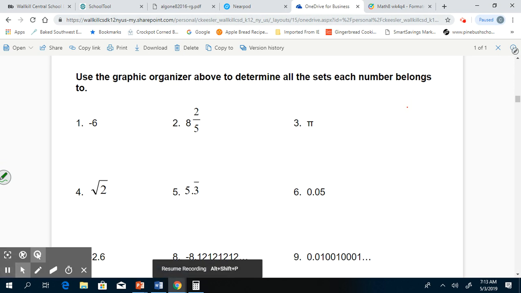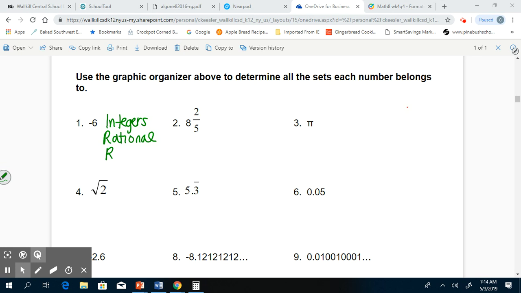All right, so for number 1, we have negative 6. So negative 6 is a negative whole number, so it doesn't belong in the whole number sets. The smallest group it would fall into is integers. And then we follow our graphic organizer up from integers. Integers is in the rational set, so it's also rational. And rational is in the real set, so it's also real. So negative 6 belongs to integers, rational, and real numbers. Now you might be thinking, well, how do I write negative 6 as a rational number? Negative 6 over 1 is a fraction, therefore it is rational.